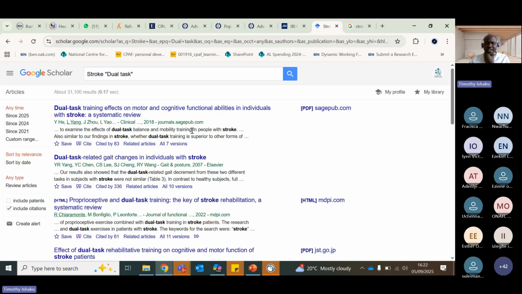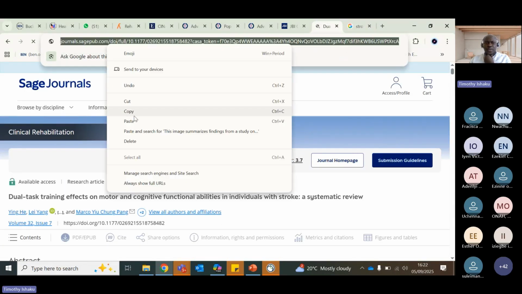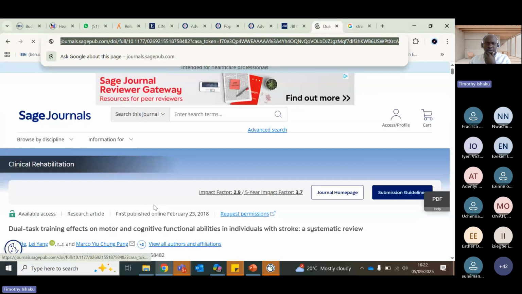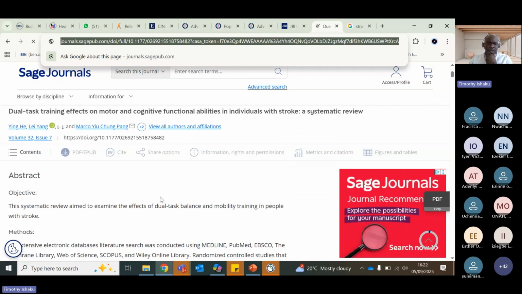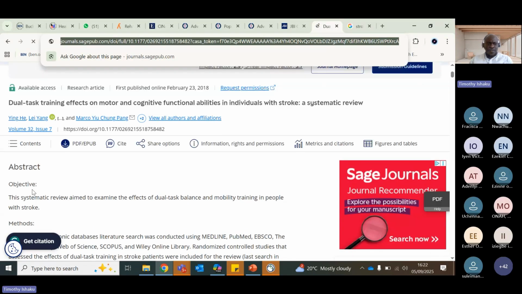So just by searching, you can see, maybe I will take the first one. You can see dual tasking effect on motor cognitive abilities in individuals with stroke. And all you need to do is click in here and copy it and send it to me, or send it on the chat box, or download it. And what I want you to read is the abstract. All I want you to read is the abstract.